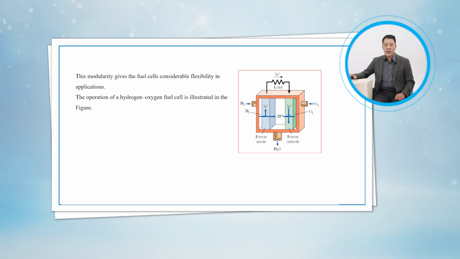Therefore, the fuel cell operates like an electrolysis system working in reverse. In steady operation, hydrogen and oxygen continuously enter the fuel cell as reactants, and water leaves as a product. Therefore, the exhaust of the fuel cell is drinkable quality water.